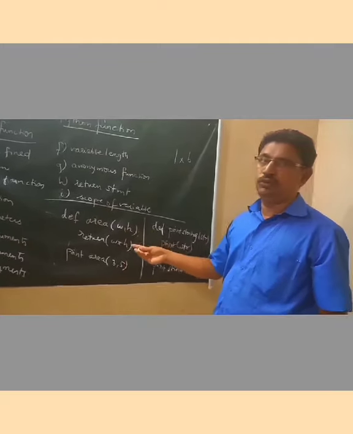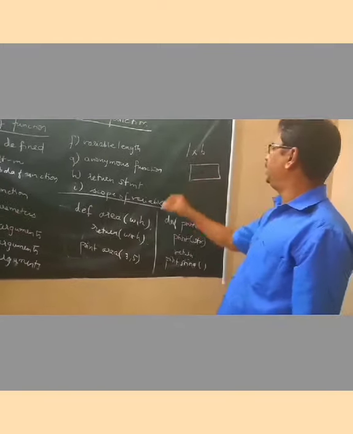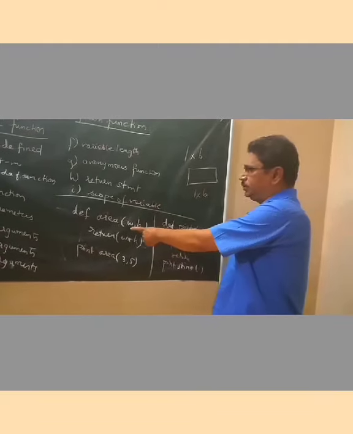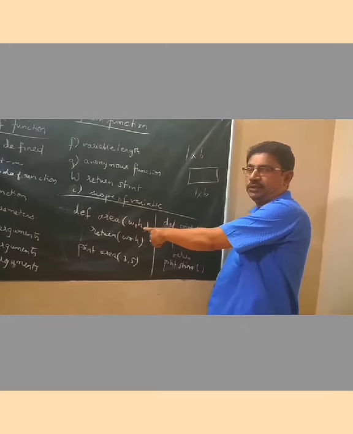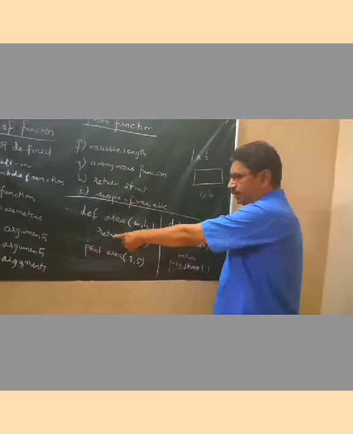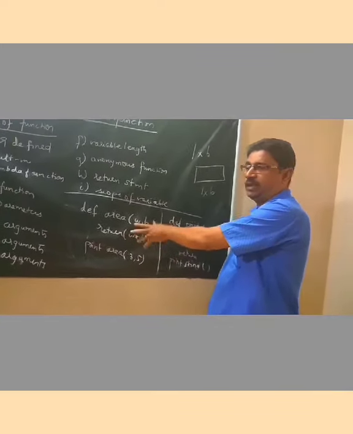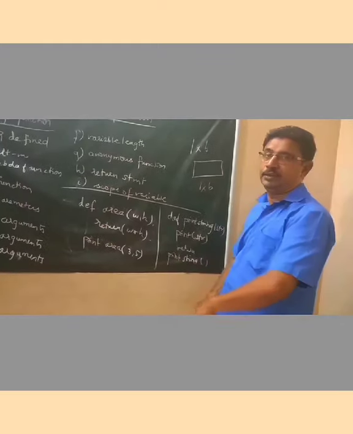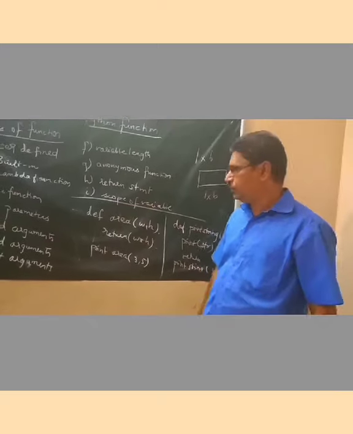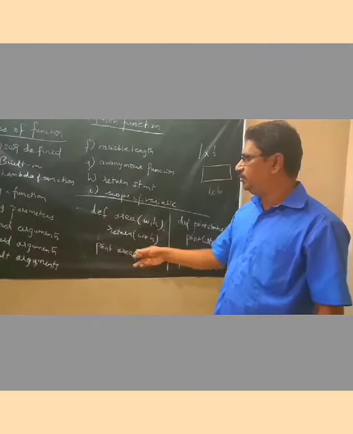Now what do I have to do? I have to multiply. So what will be the area of the rectangle? L into B. So here I am using W, H. So what I am going to do is multiply W into H. Return. So after multiplying the variable W into H, I have to return the answer. Return the answer to where? To the main part of the program. Okay.